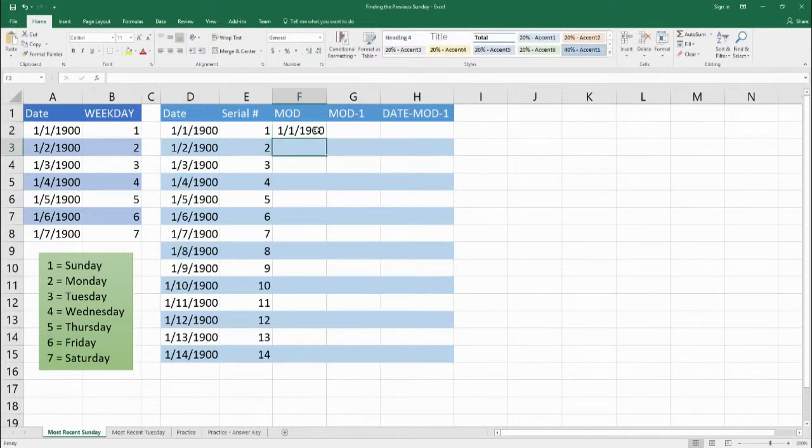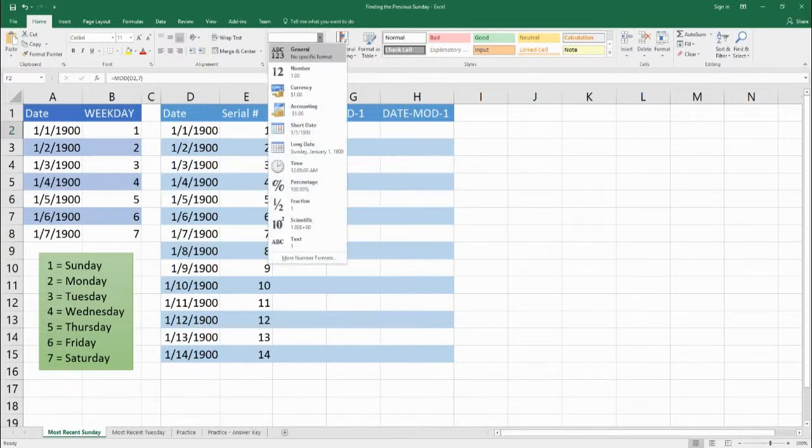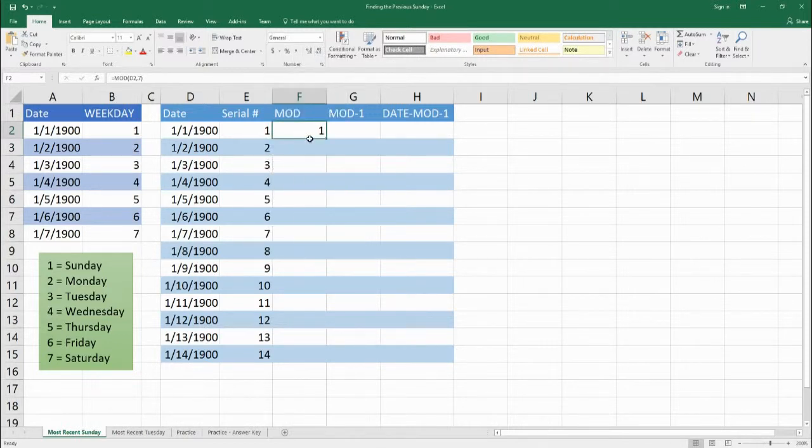All right, I hit that. Right now it's giving us the date. We just want the general number, and it gives us a modulo of 1. So remember what a modulo does: it takes this number here in D2, the serial number 1, divides it by 7, and tells you what the remainder is. It doesn't tell me how many times 7 goes into the number. It tells me what is the remainder of 7 going into that number. So 7 goes into the number 1 zero times. What's left over? A number 1.